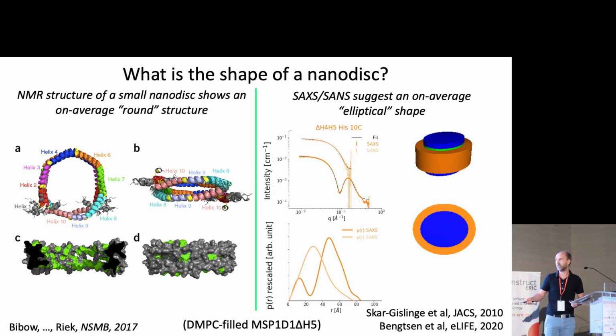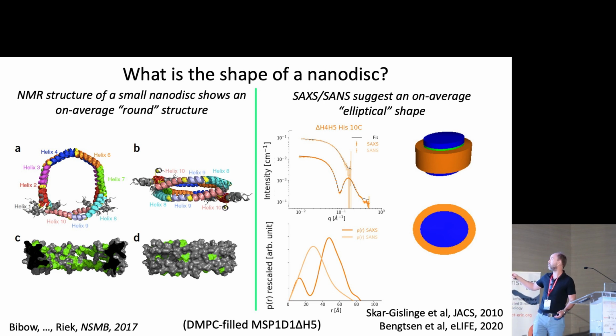There was a fantastic paper from Roland Wieck's lab that determined the structure of this specific nanodisc. It's shown empty here, but it was full with lipids, and it shows what is basically a round structure of a nanodisc. It's a disc that is round. I mean, at least individual helices, so it's not completely round, but it's basically round. And then there was another study from my colleagues in Copenhagen, Lisa's group, using X-ray and neutron scattering, and that showed that you cannot fit the X-ray and neutron scattering with a round structure. It has to be an ellipsoidal structure.